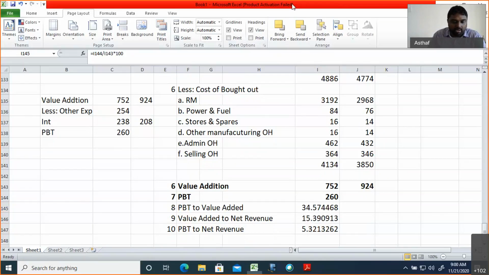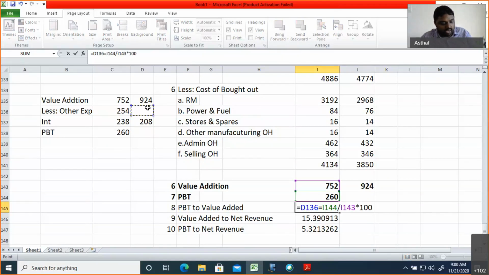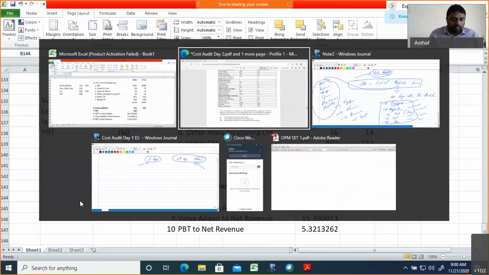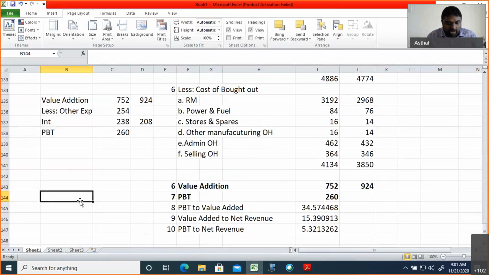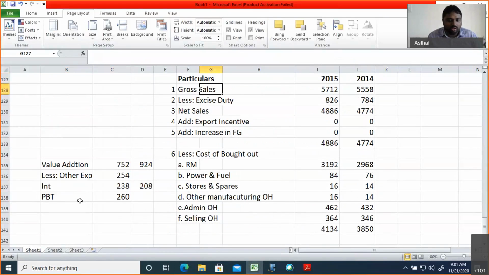Any doubt, please ask. Shrijida has given the answers for the next year also. But we have done only 1 year right now because these other expenses we are not sure of. See now, we have a few more questions. Net revenue means sales. The meaning of net revenue is sales. This is your net sales, otherwise called net revenue from operations.